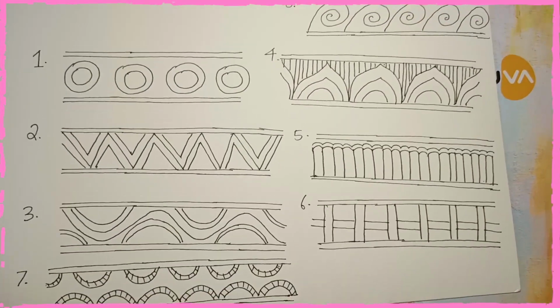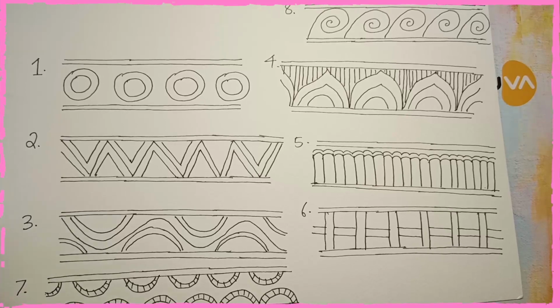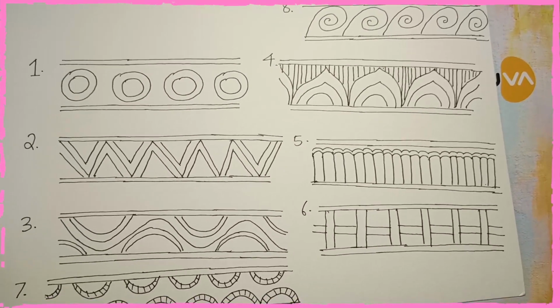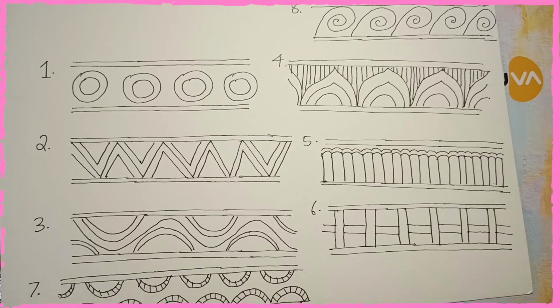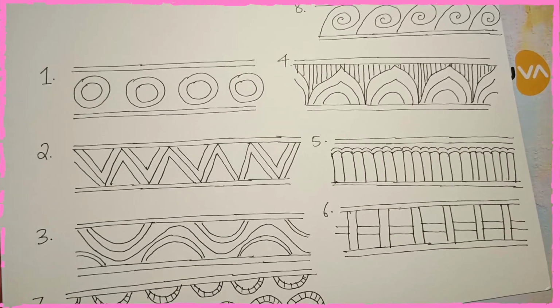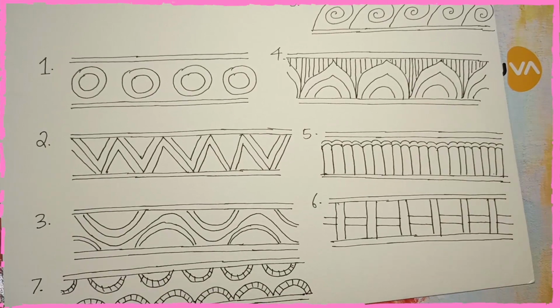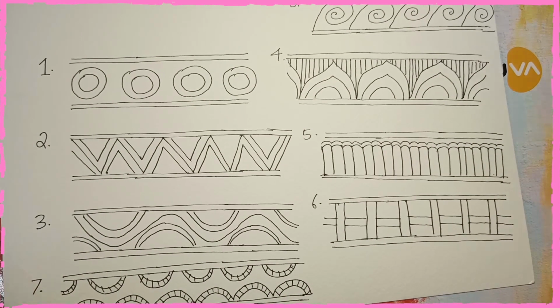So these are some of the basic patterns which are to be used in Madhubani painting. These can be used anywhere in the painting, in animals, in birds, in human clothes, and these carry the symbol of Madhubani art.